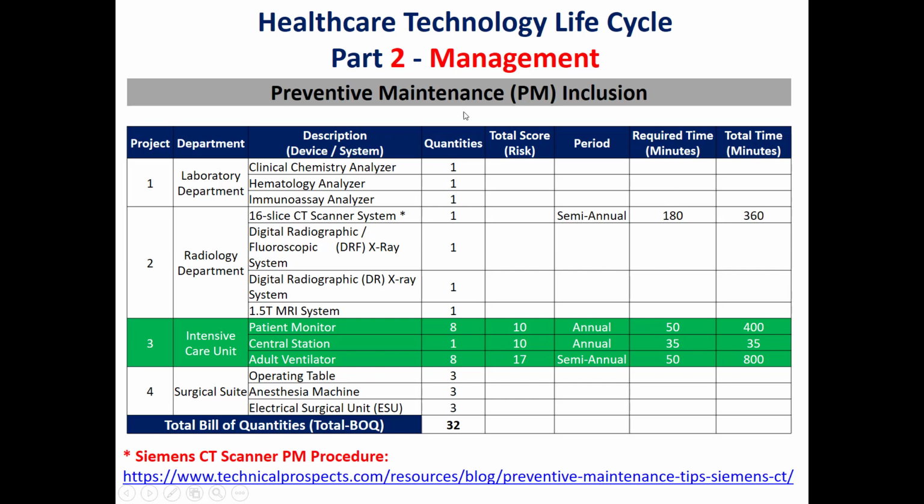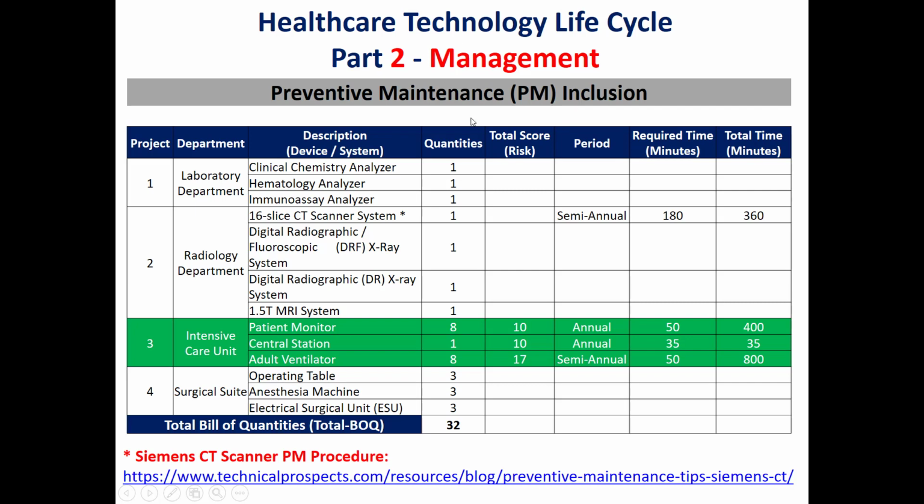Also, another point we should consider when we make the check-up for the PM inclusion or exclusion is the required time for each device, and we multiply this by the number of devices or the quantities, and we can determine the total time required for these medical devices. And finally, we can calculate the total time which is required to be added to the tasks in the PM schedule.